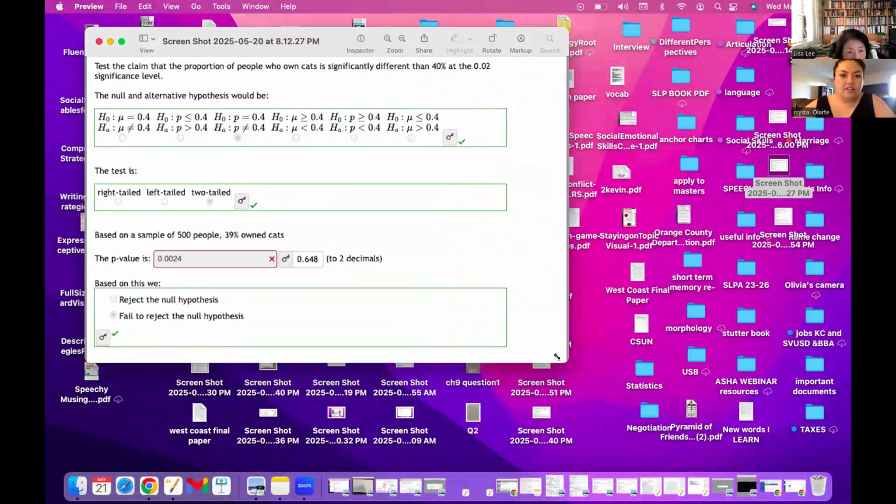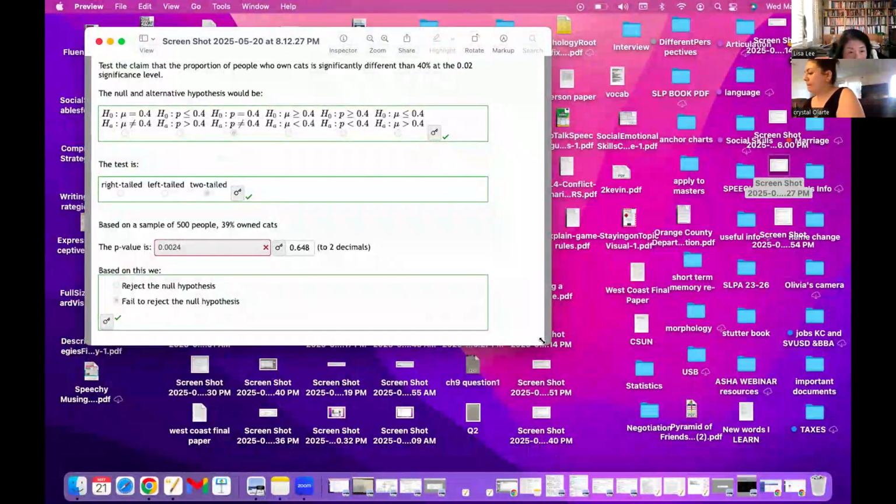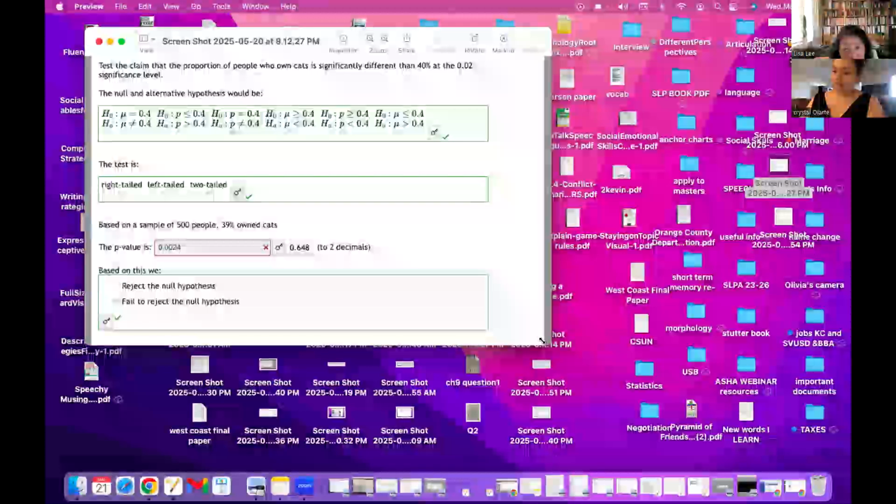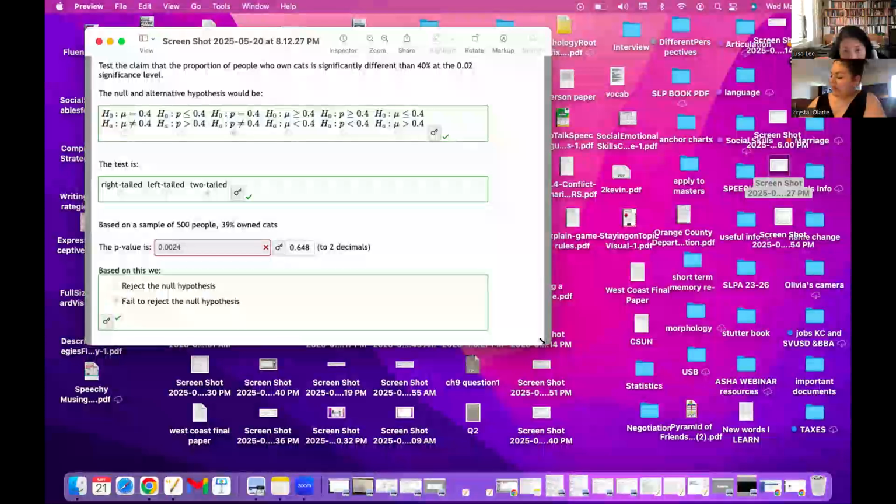This one is a test claim. The claim is that the proportion of people who own the case is significantly different. You see the keyword here: significantly different than something. So that's the keyword, different, telling you the alternative. You have to use not equal to. And they say percent, right? So you have to use proportion. Another hint here. Then at the 0.2 significance level.